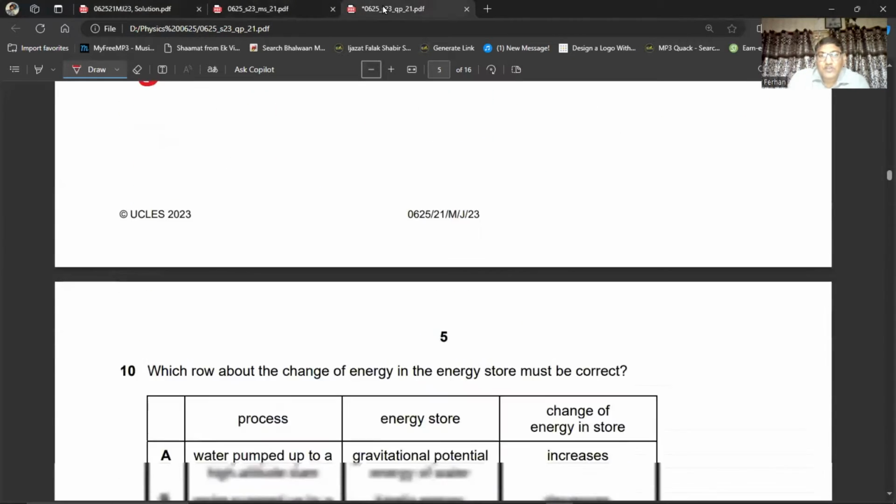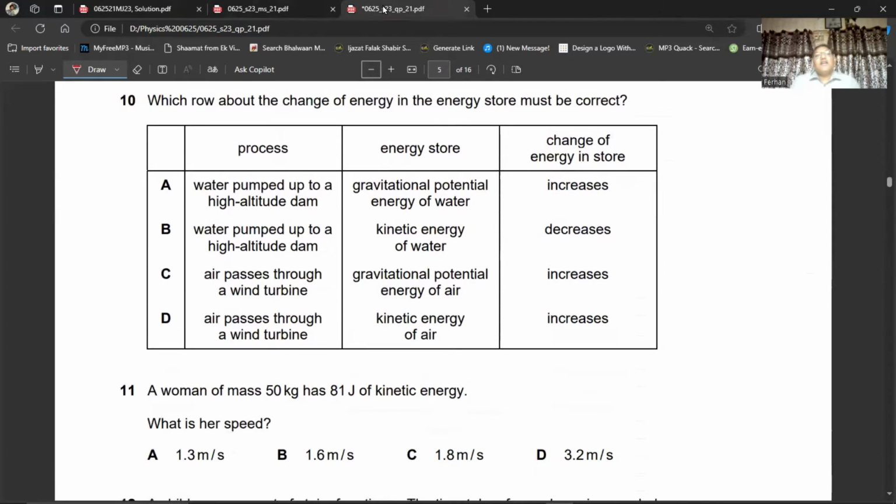Okay, next question. Question number 10 on your screen. It says, which row about the change of energy in the energy store must be correct? Process: water pumped up to a high altitude dam. Energy store: gravitational potential energy of the water, change in energy in the store increases. So when you pump water up to a high altitude, obviously the gravitational potential energy will increase.